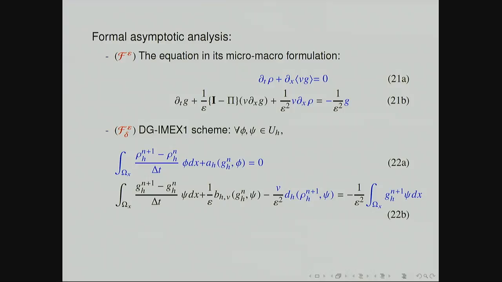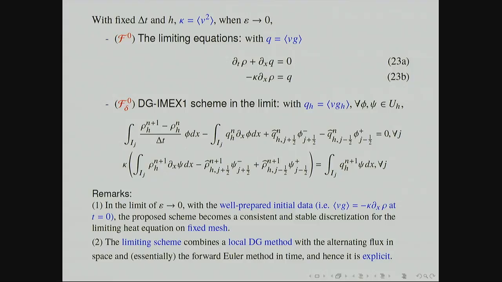And here in the limiting equation, other than working with g, I work with the first order moment of that. I call it the q. In that sense, you can see the limiting equation is just a first order form of heat equation. So that's the limiting equation. And the scheme here is a consistent approximation, a discretization for this equation. Namely, it involves local discontinuous Galerkin method in space and essentially forward Euler method in time.